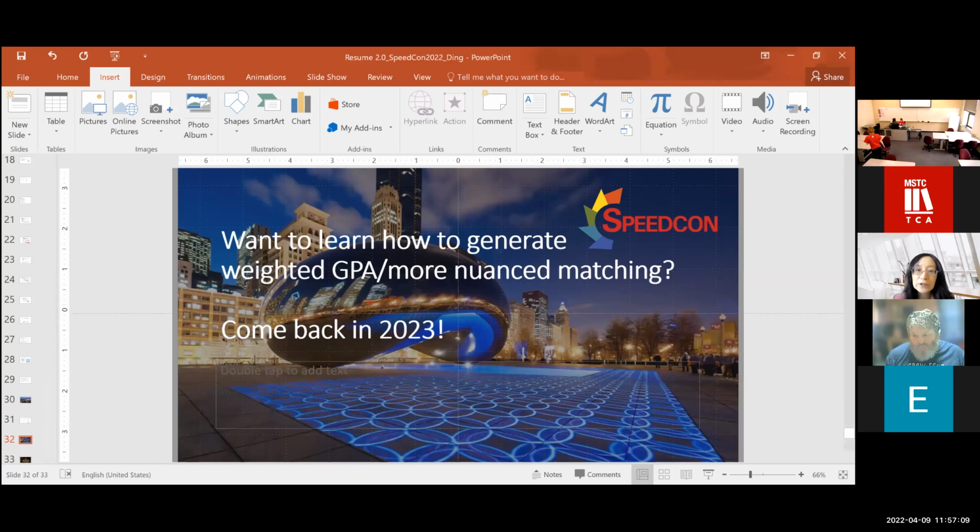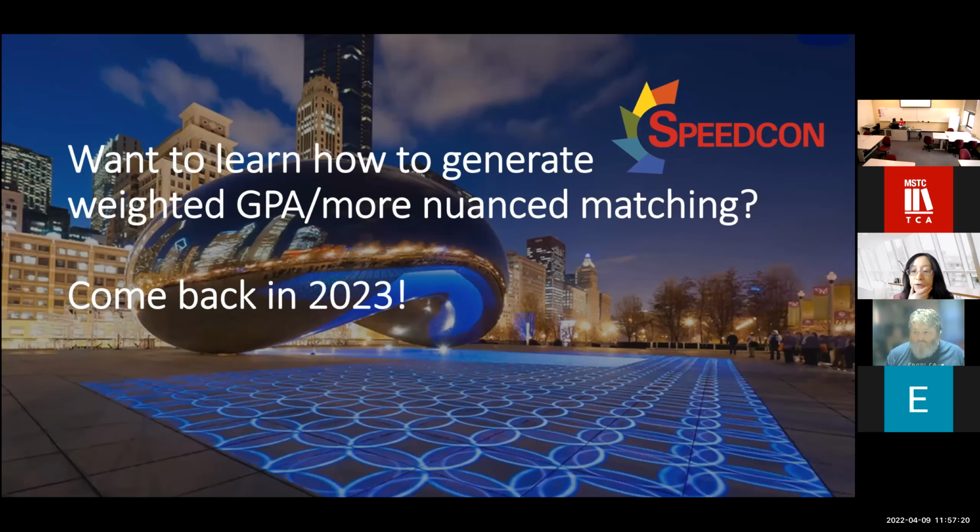If you are interested in weighted GPA and how to do more nuanced matching, so we have very preliminary matching in terms of unweighted GPA, right? Categorical information. But if you want to go into more depth, maybe consider coming back next year. SpeedCon is wonderful. We have a lot of good information here, and I do plan to come back and show you how to generate more real world matching results using weighted skill vectors. Today we are going through presence or absence, but you need to go deeper, which will take more time.